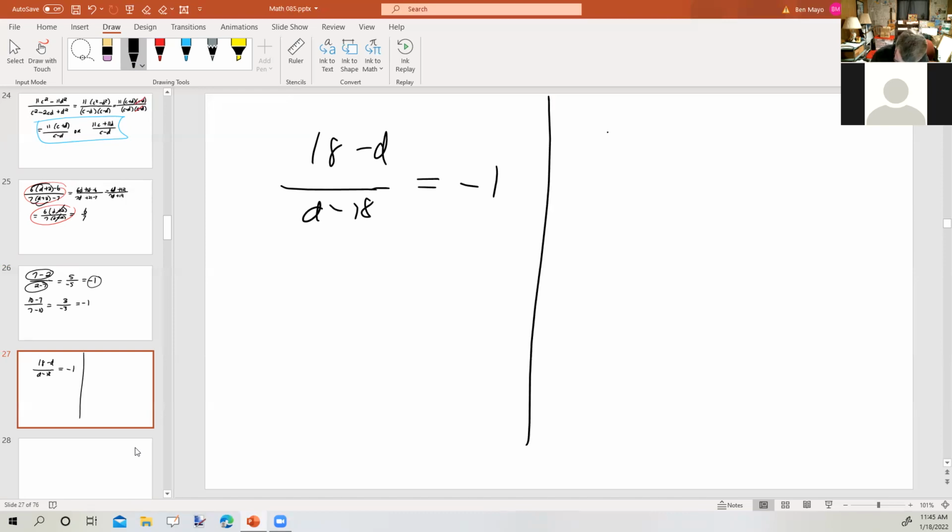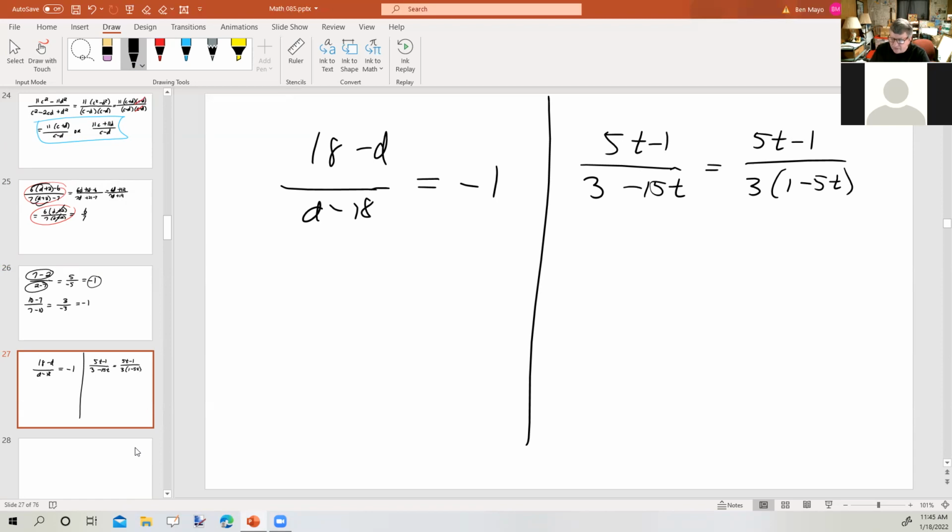Okay, how about this one? 5t minus 1 over 3 minus 15t. Well, I could rewrite the denominator, factoring out a 3, and I have 5t minus 1 over 3 times (1 minus 5t). But take a look at that combination. Isn't that a number divided by its opposite? So those would reduce down to -1. So now I've got -1 over the 3 that was still in the denominator.